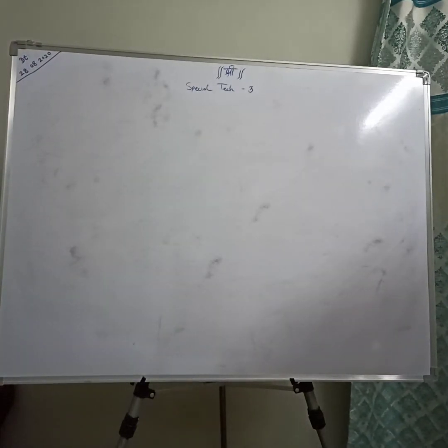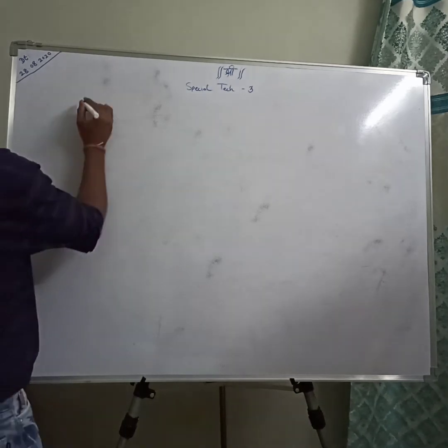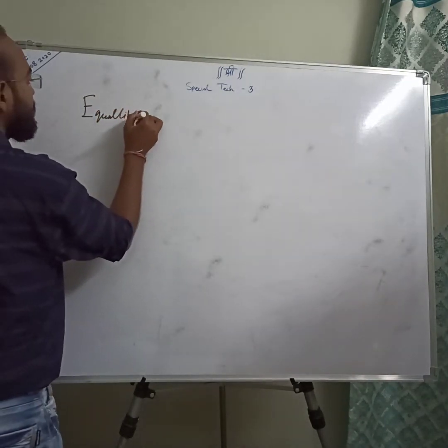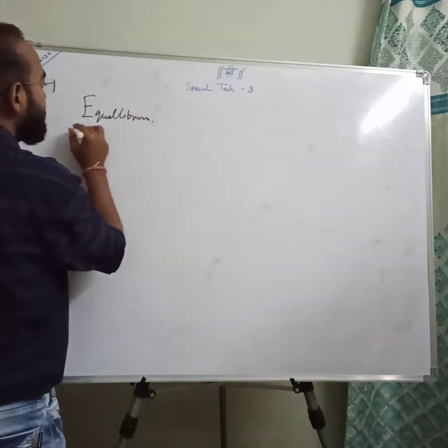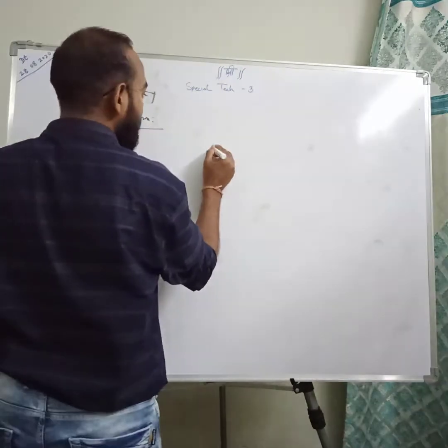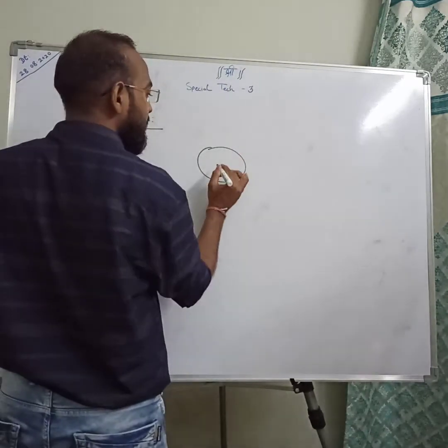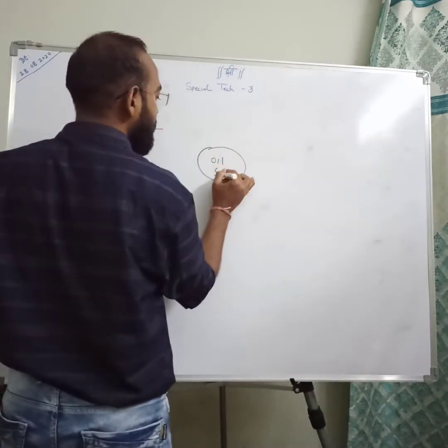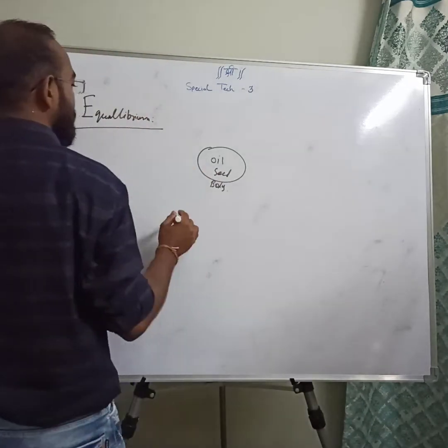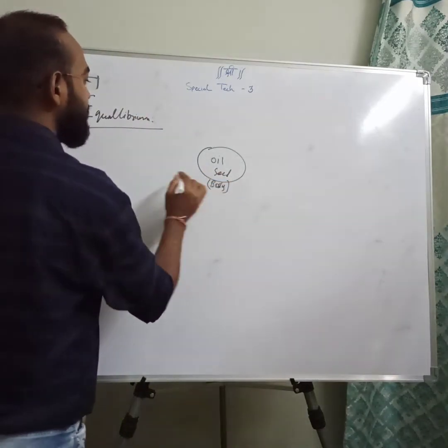Equilibrium is a state of system where all the forces acting on the system, acting on the body, are balanced. Take the example of an oil seed. This is our body. We assume this is our body here.